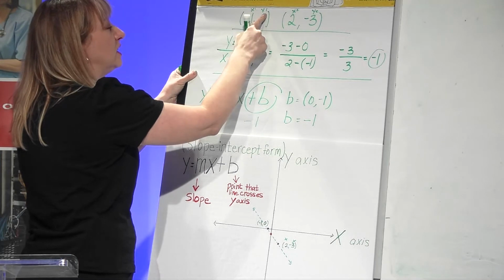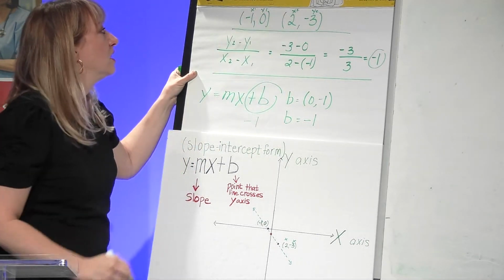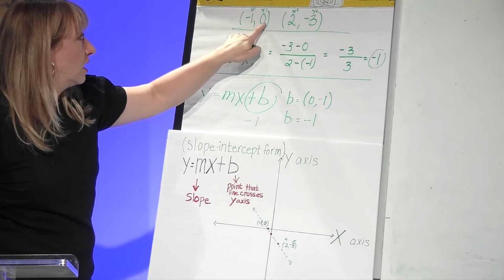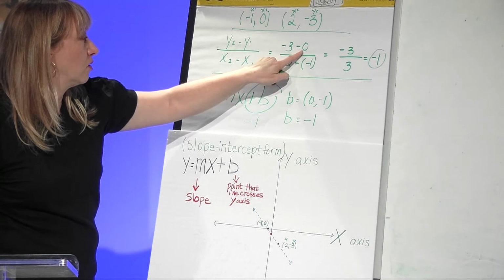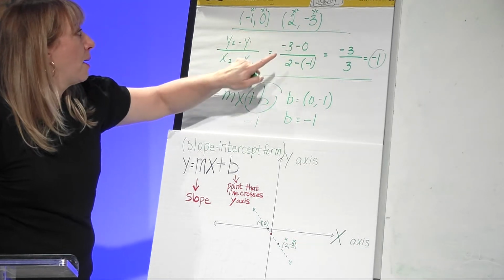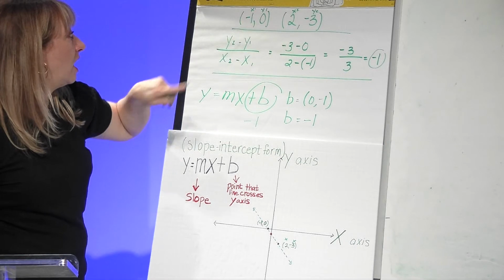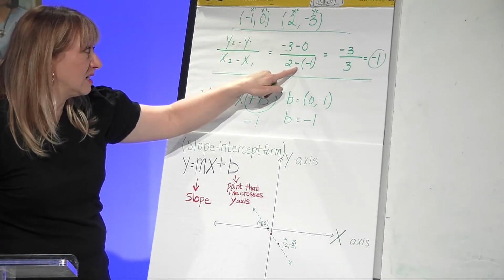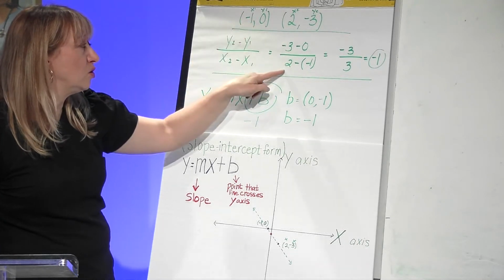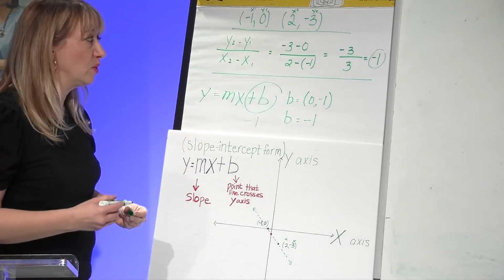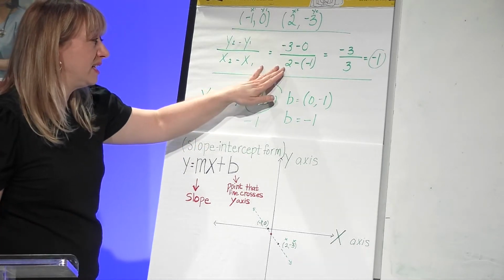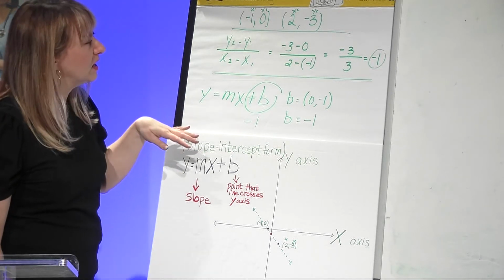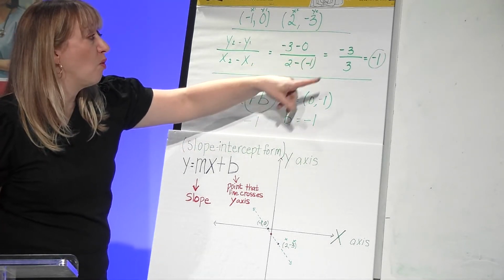So x1 and y1, x2 and y2. Our y2 is -3. We subtract y1, which is 0. So we're just taking this y minus this y. Our x2 minus x1, we have a 2 here, and that's minus. Now this is a -1, so it's 2 minus the -1. So this is when we have to remember how to work with integers. We have a +2, we're subtracting a -1. So when you work that out, you get -3 over 3.